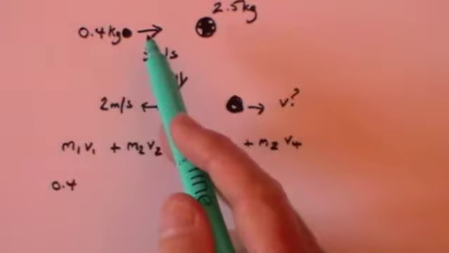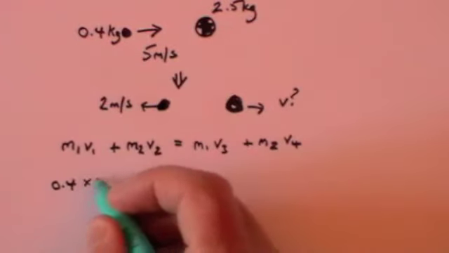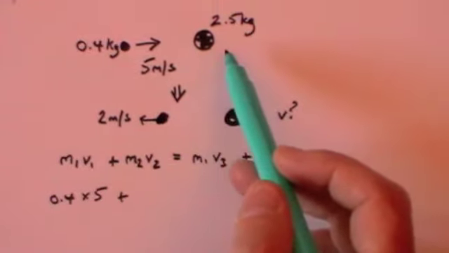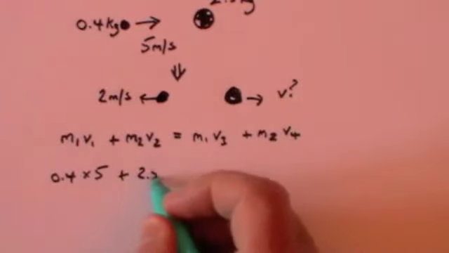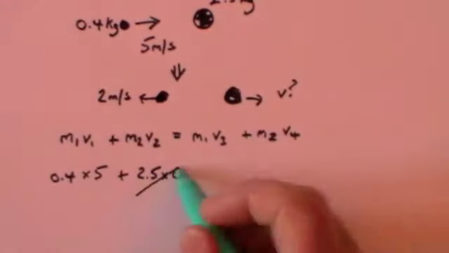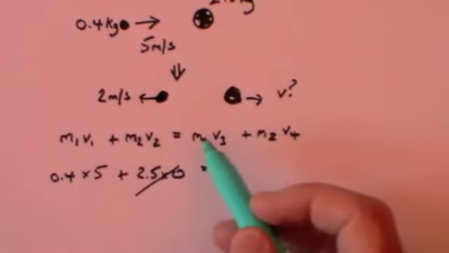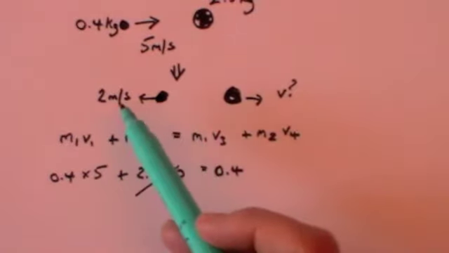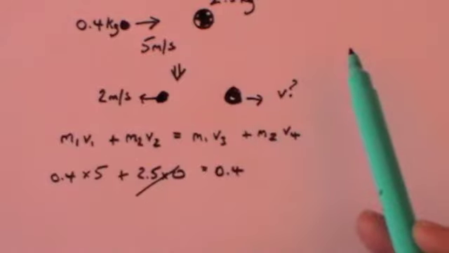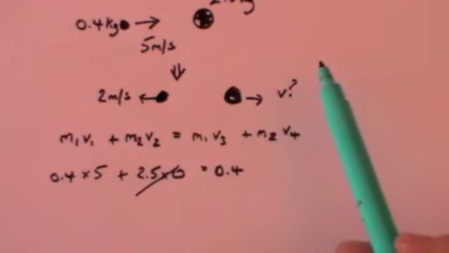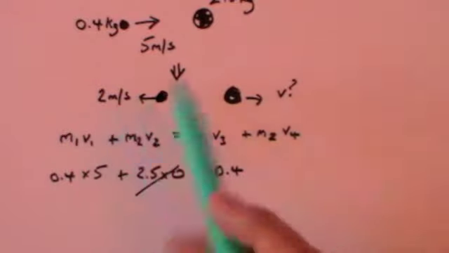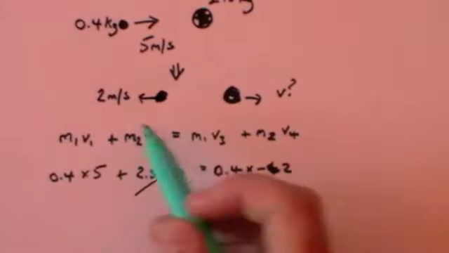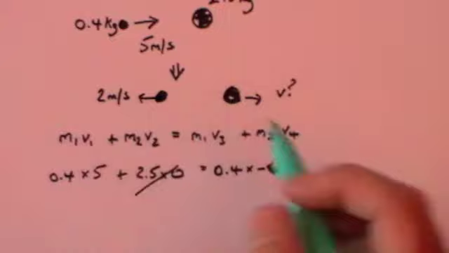Its velocity before the collision was 5 meters per second, plus the mass of the large ball was 2.5 kilograms, but its velocity was 0. So effectively that term is equal to zero. The momentum after the collision is the mass of the small ball, which is 0.4, times its velocity after the collision. We're going to use going from left to right as the positive direction, so if you're moving from right to left, that's the negative direction. So this is times minus 0.2, times 2, because it's travelling at 2 meters per second in the other direction.